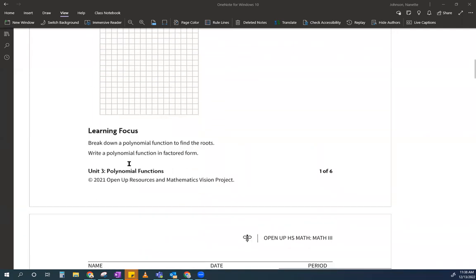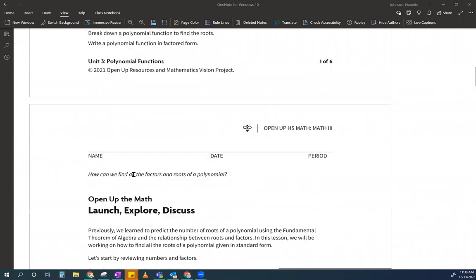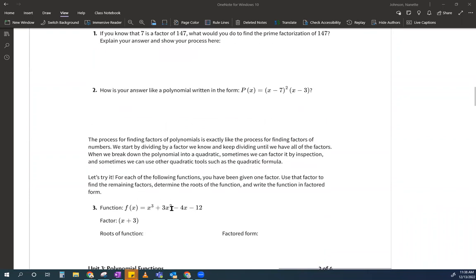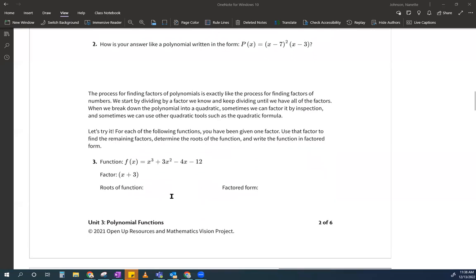All right, so here's what we're going to do. We're going to break down a polynomial function to find the roots, and we're going to write a polynomial function in factored form. So instead of going from roots to factors, we're going from standard form of a polynomial that looks like this to its factored form. That's our goal for today.